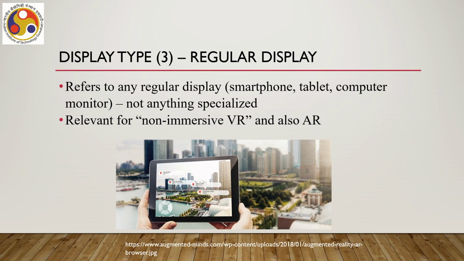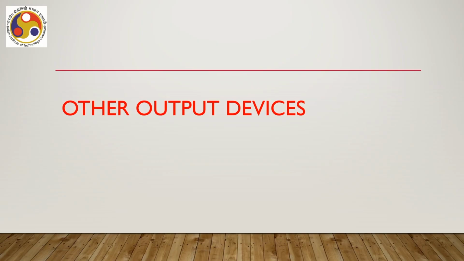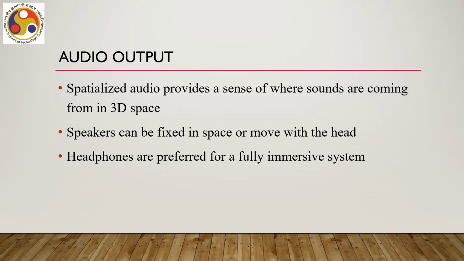The third and final category is the regular displays. They refer to the regular tabs or smartphones that we have. They are mobile, of course, and nothing specialized is there. Typically, they are relevant for non-immersive VR and mostly used for augmented reality or AR. So, that is about the most prevalent form of display, that is the head mounted display. There are other output devices as well. Let us talk about those.